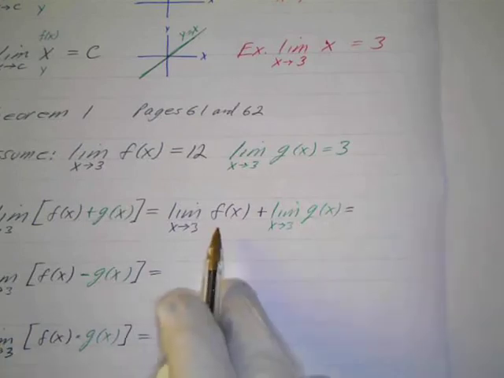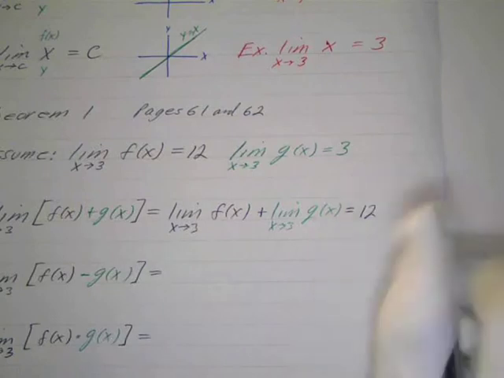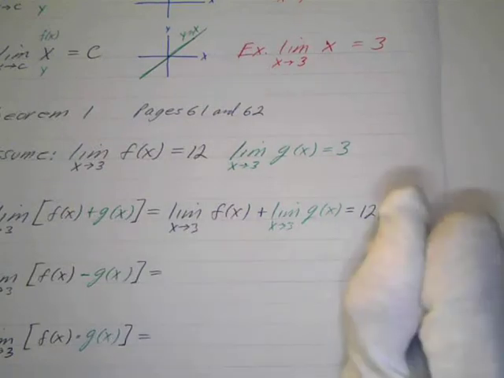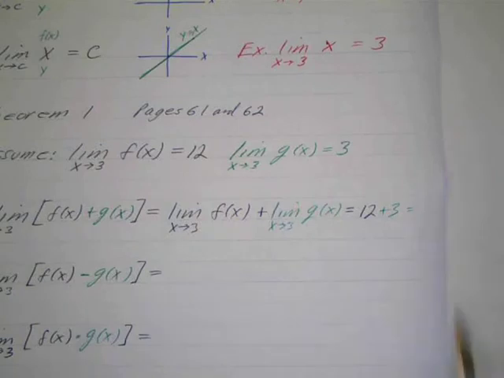And then up here we know that the limit as x approaches 3 of f of x is 12, so we could put 12 plus 3, and that would be simplified to be 15.